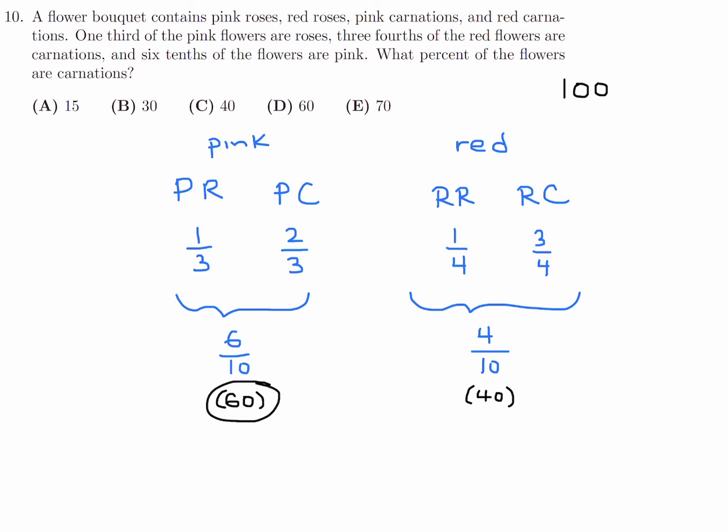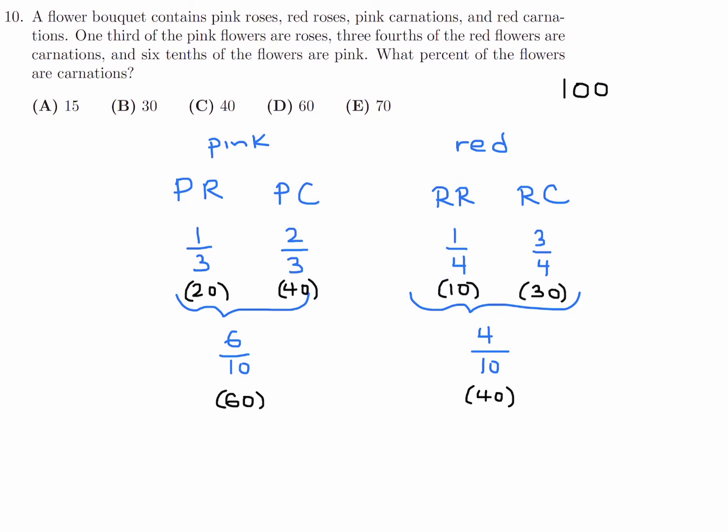1/3 of this number is the pink roses, so 1/3 of 60 is 20. So 20 of these guys. And then 2/3 of that are the pink carnations, so 40 of those guys. And then there's 40 red flowers. Of them, 1/4 are red roses, so that means 10. And 3/4 are red carnations, so 30.